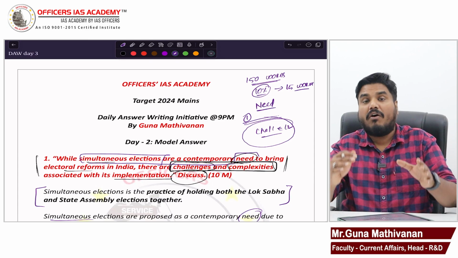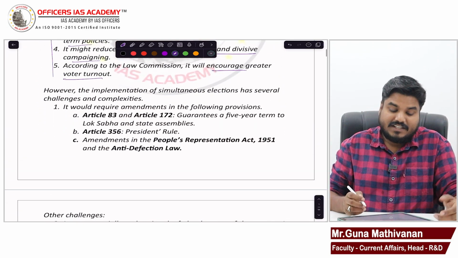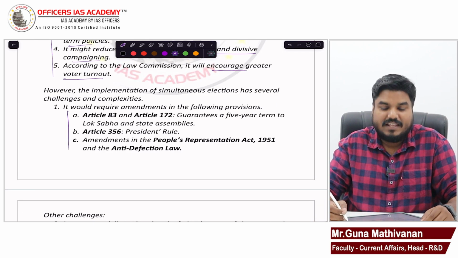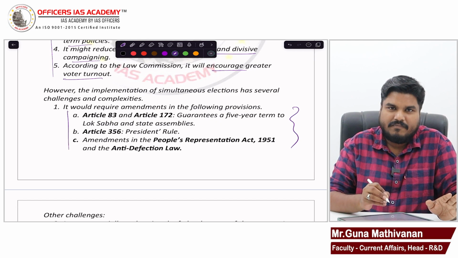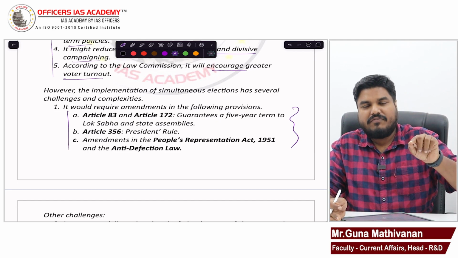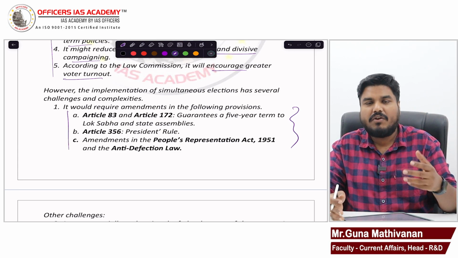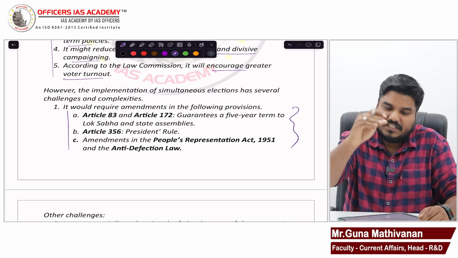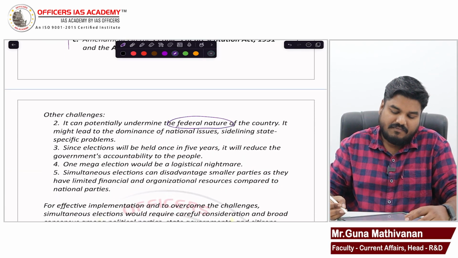Then how to conclude? All these you have to write in a crisp manner. Another big challenge is that you have to amend the constitution. I have given the articles in detail, but this much detail is not required. We can simply mention that this reform requires a constitutional amendment with special majority and also the support of states. That itself is a challenge, right? It can undermine the federal nature of the country.